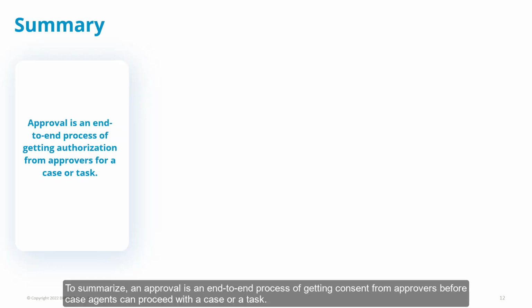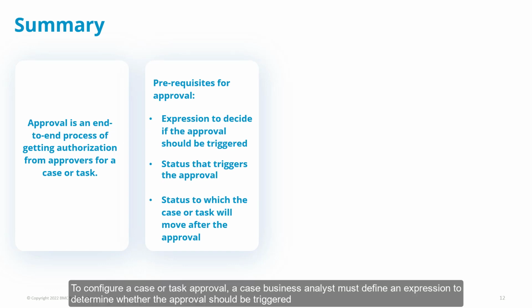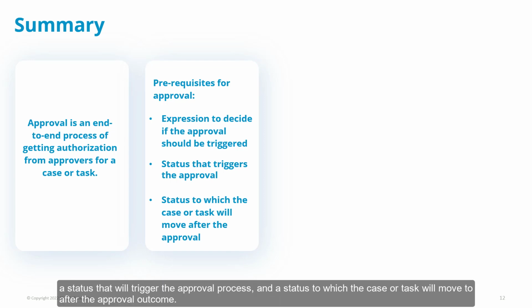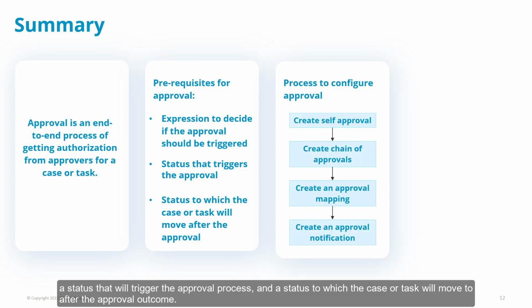To summarize, an approval is an end-to-end process of getting consent from approvers before case agents can proceed with a case or a task. To configure a case or task approval, a case business analyst must define an expression to determine whether the approval should be triggered, a status that will trigger the approval process, and a status to which the case or task will move to after the approval outcome.